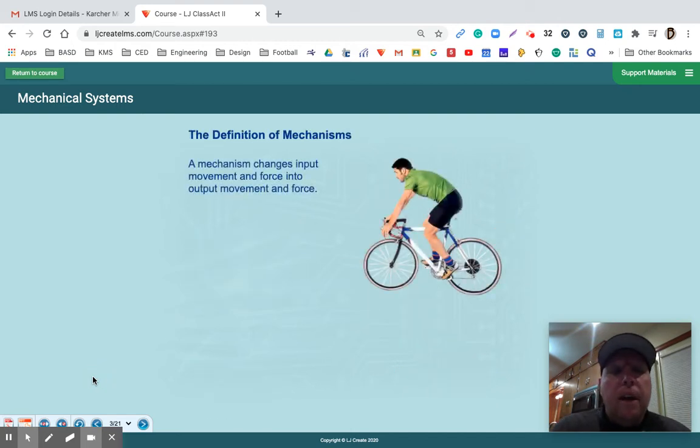Definition of mechanisms. A mechanism changes input movement and force into output movement and force. For example, riding on a bike, you're transferring the energy from your feet through the pedals. The pedals are connected to mechanisms within the bike that help propel you to move forward.